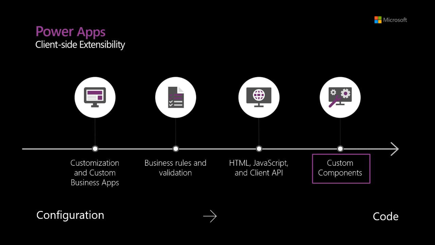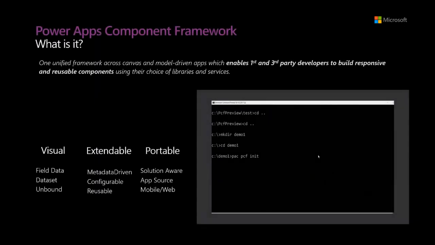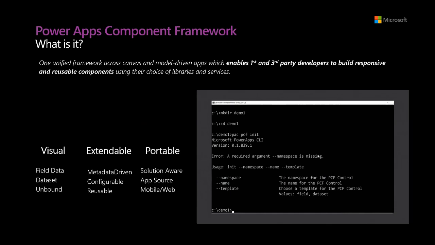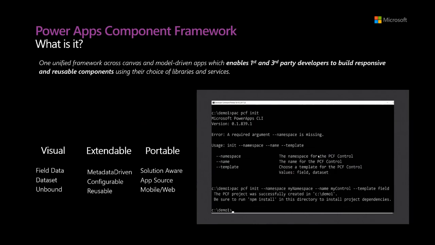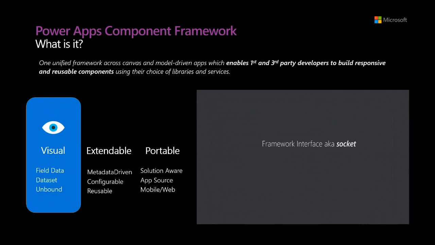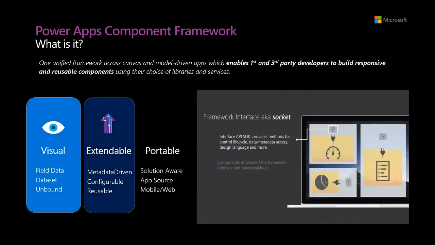An example of that would be replacing a field that displays a numeric text value with a dial or a slider control component, or transforming a list into an entirely different visual experience bound to the data, like a calendar or a map. So in essence, PCF is one unified framework across Canvas and model-driven apps that enables first and third-party developers to build responsive and reusable components using their choice of libraries and services that are visual, extendable, and portable.